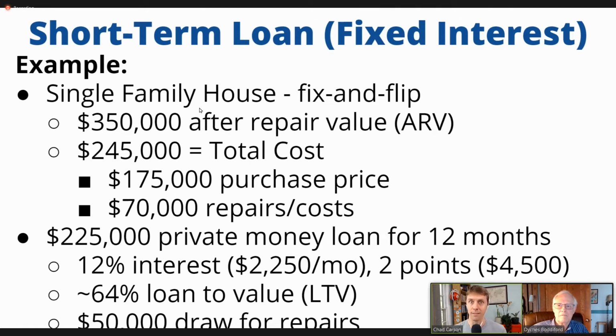So you're buying this deal because you got a good deal on it. You got it below the full value. You bought it for $175,000 and your costs are about $70,000. That could be a typical deal that people who are flipping houses see.